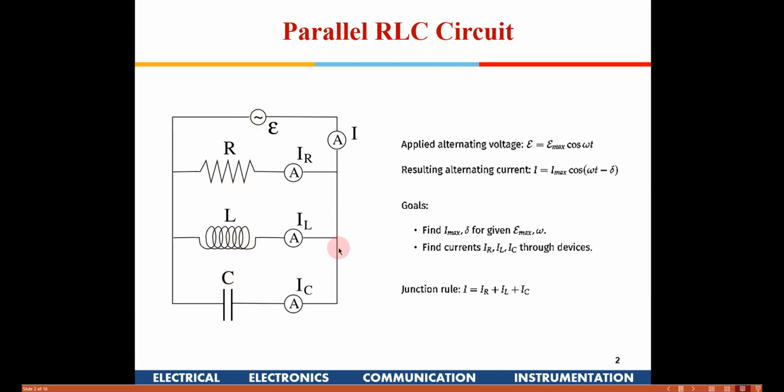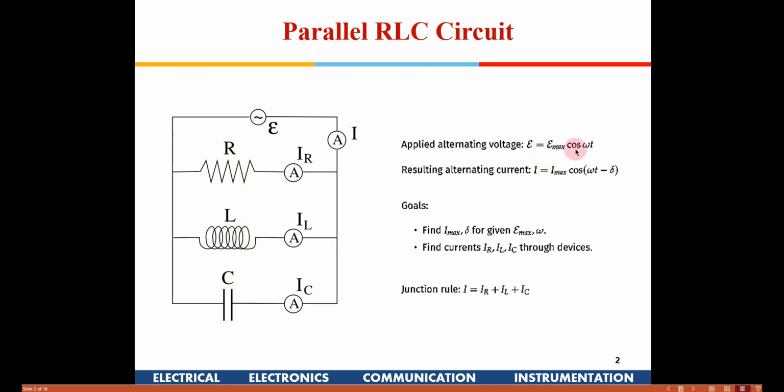Since they are connected in parallel, the applied voltage would be the same across all the three components, whereas the current in these three will be different. Whereas in a series circuit we saw that the same current would be flowing in all the three components and the voltage across them would be different. Here, since they are connected in parallel, the case is different. The voltage across all the three components would be the same, whereas the current would differ depending on the impedance offered by individual elements, right?